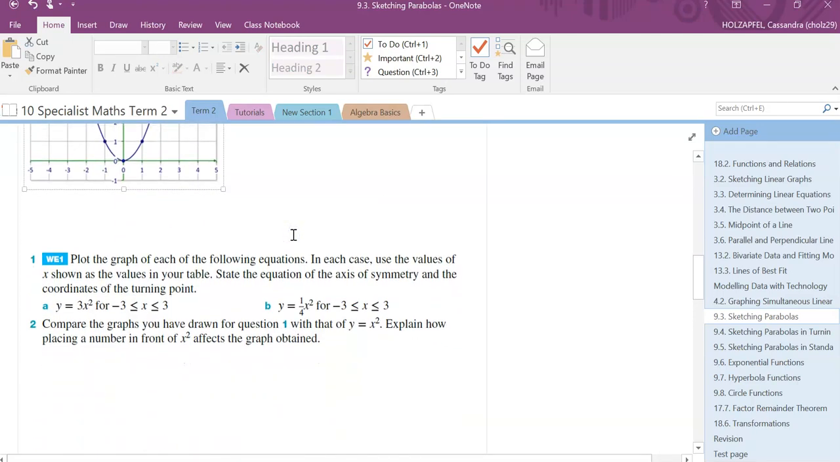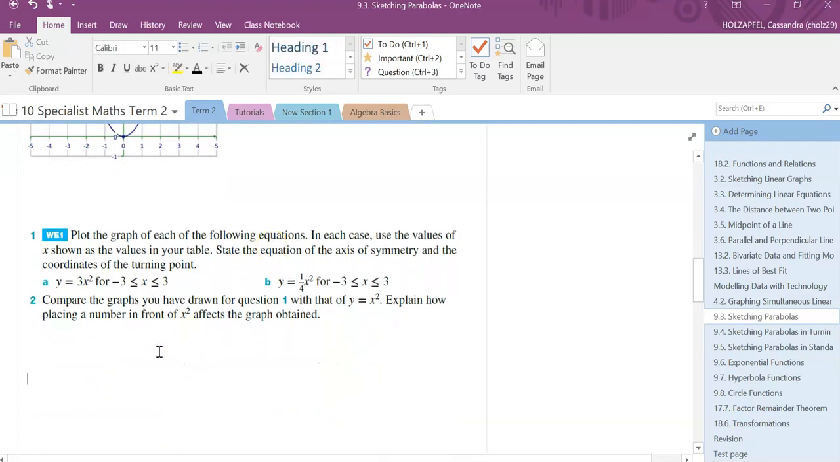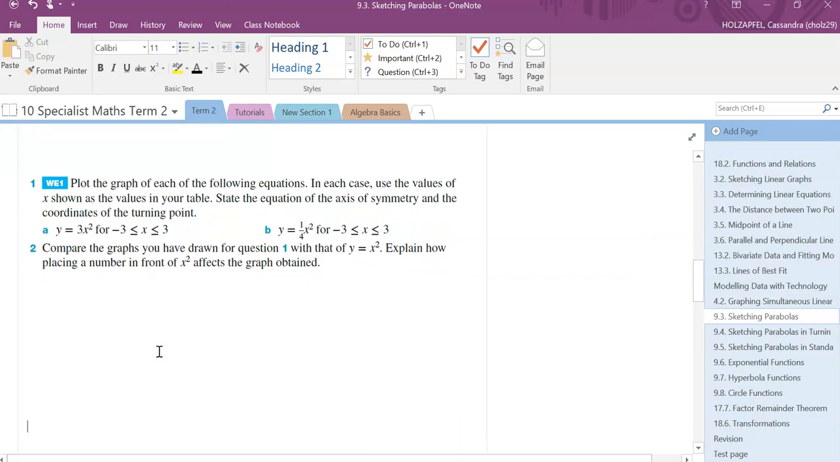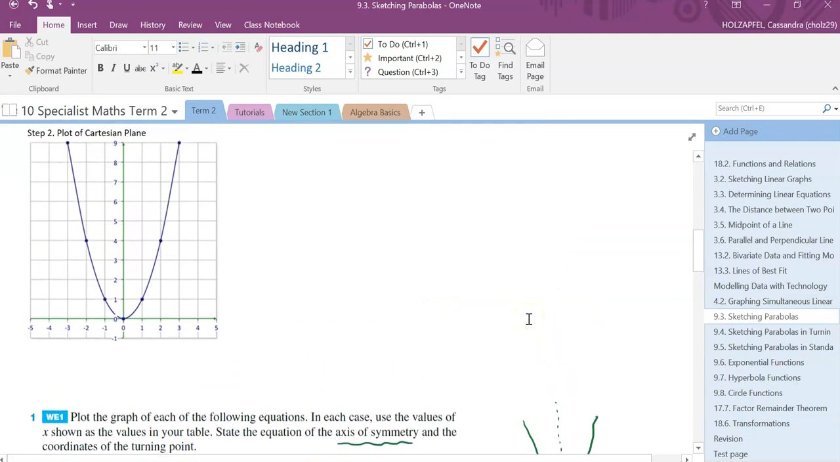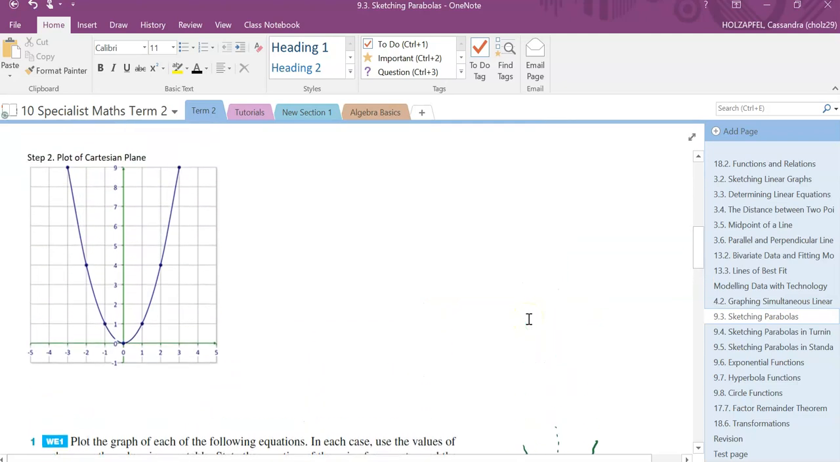Plot the graph of each of the following equations. In each case, use the values of x shown as the values in your table. State the equation of the axis of symmetry and the coordinates of the turning point. So let's just talk about what they mean by axis of symmetry. As you saw before, we've got this smiley face here, and the really nice thing about this smiley face is that it is symmetrical. In the previous example, it's symmetrical through the y-axis, so in other words, through this axis running down here.